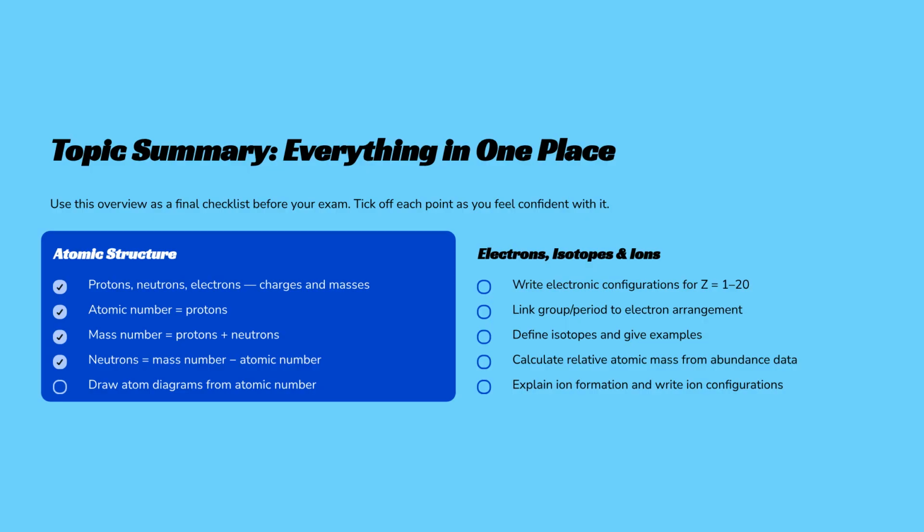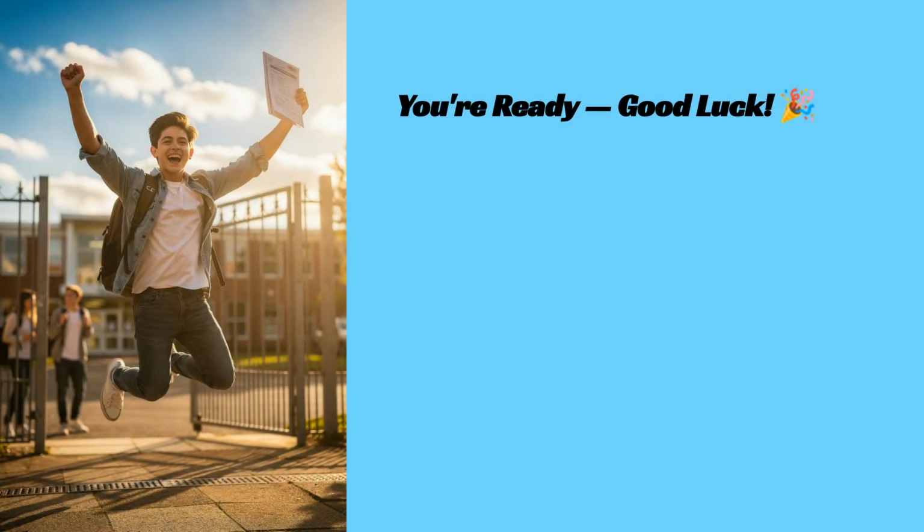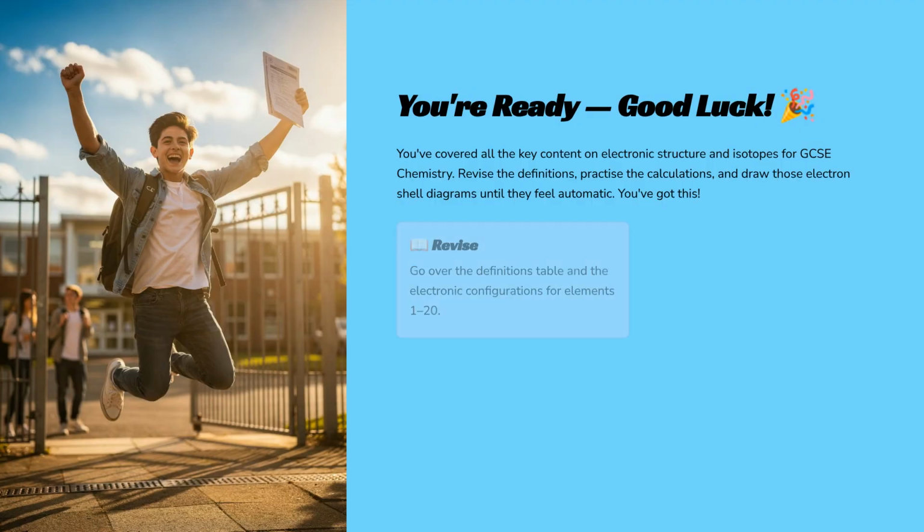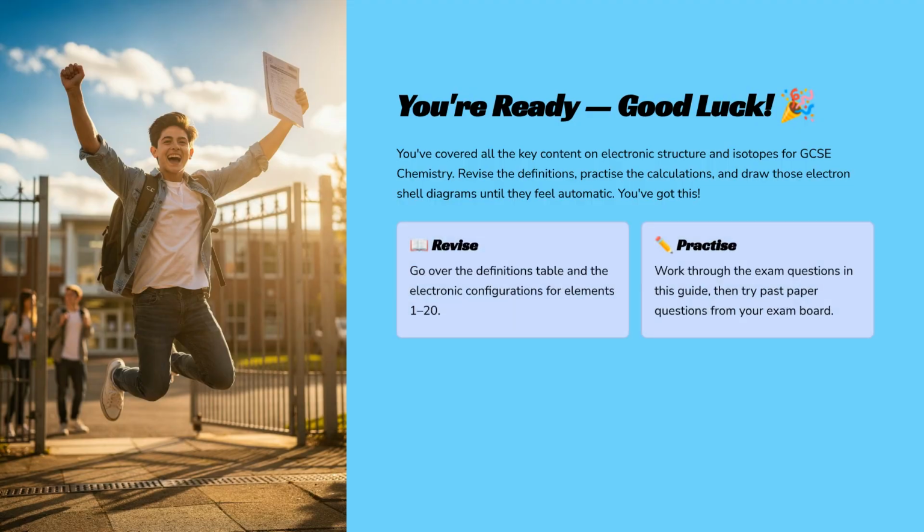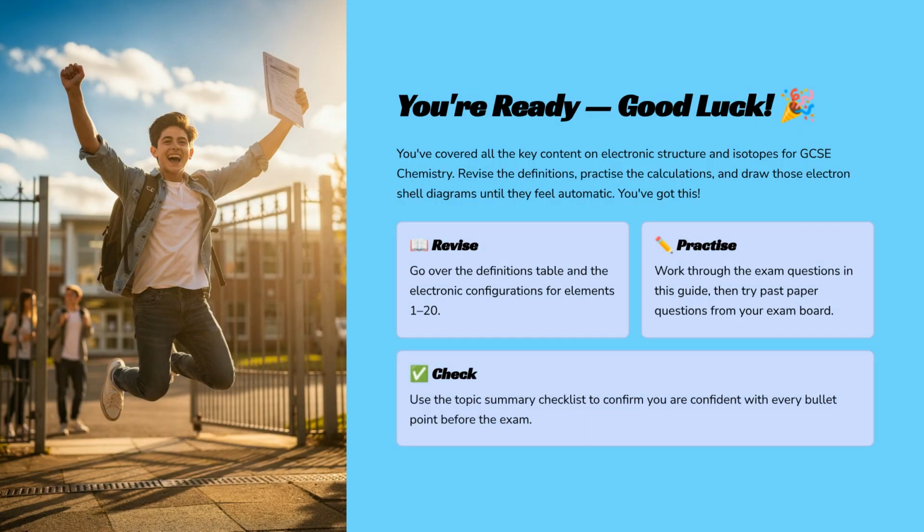This topic summary is your final checklist. Ensure you understand all points, from subatomic particle properties to calculating relative atomic mass and explaining ion formation. You have covered all the key concepts for electronic structure and isotopes. Remember to revise the definitions, practice the calculations, and check off every point on the summary.